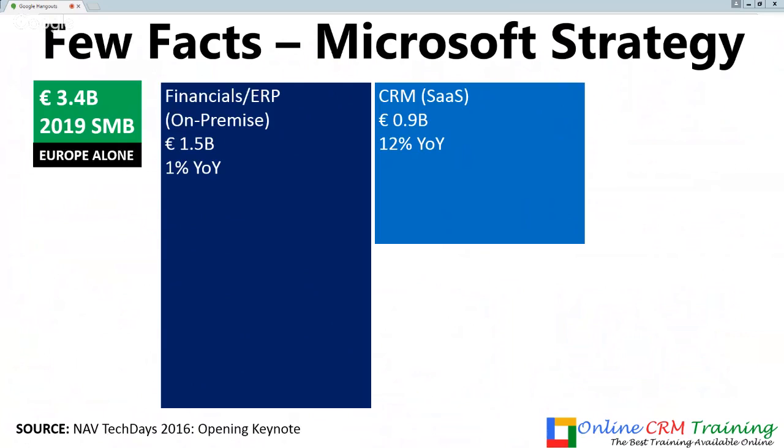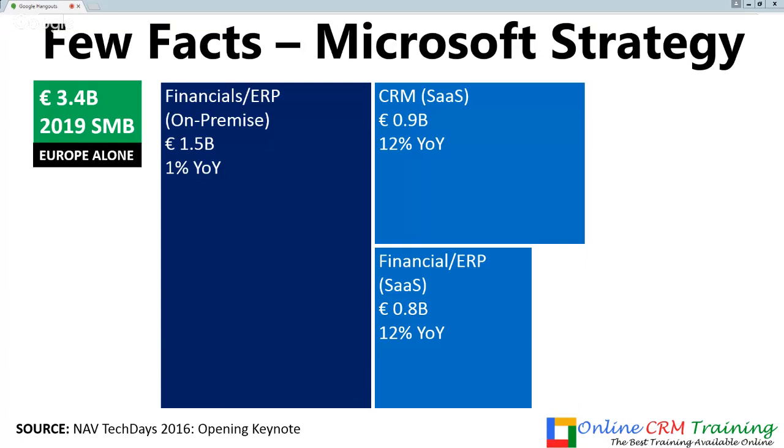Then Microsoft is looking at the CRM SaaS model. As you know, CRM Online is already available, but now they are moving all the components towards the cloud. So CRM is going to be the key, and it's considered about a 0.9 billion euro business, but it is just the starting point. And you can see that it's 12% year-on-year growth, which is amazing for any business solution.